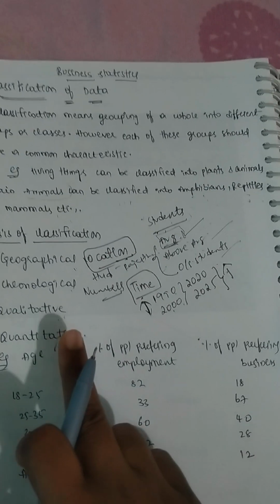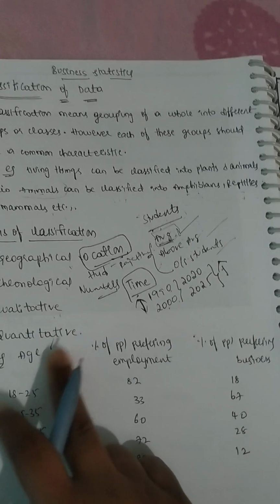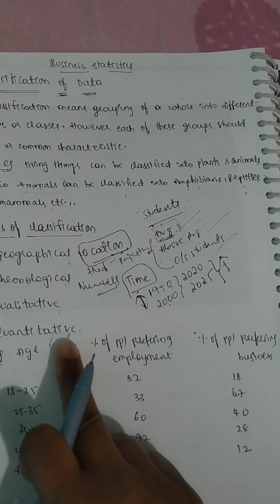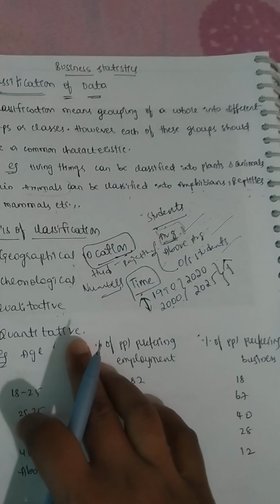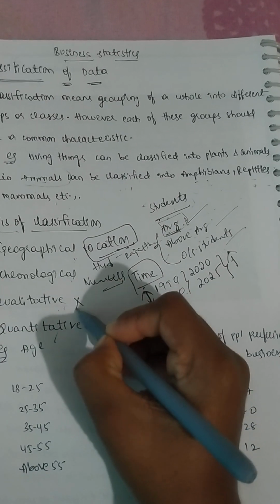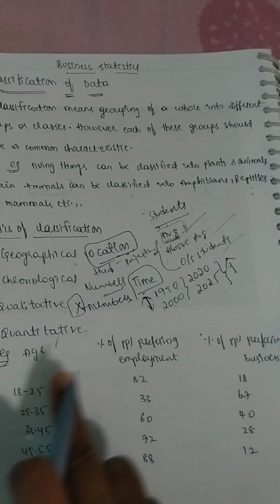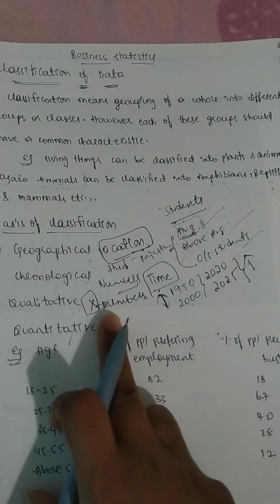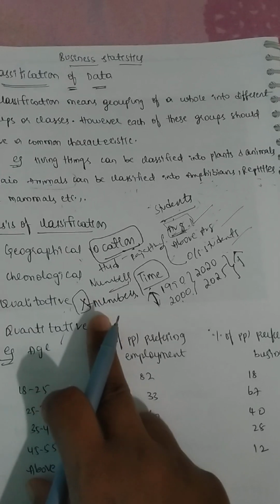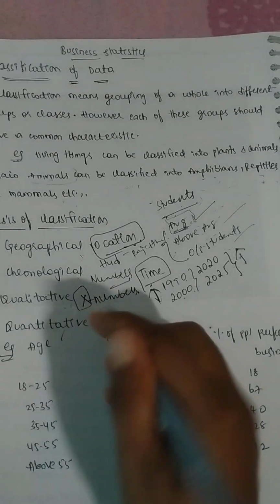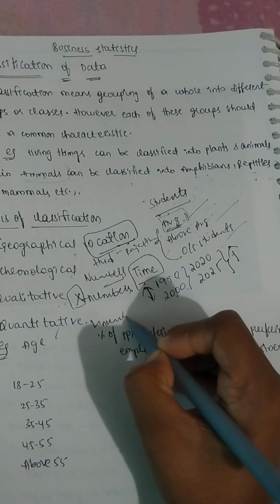Is it clear? Whereas coming to qualitative classification, the data will be classified as per certain qualitative factors, that means which cannot be measured in terms of numbers. The data which cannot be measured in terms of numbers is called qualitative. The data which can be measured in terms of numbers is called quantitative.